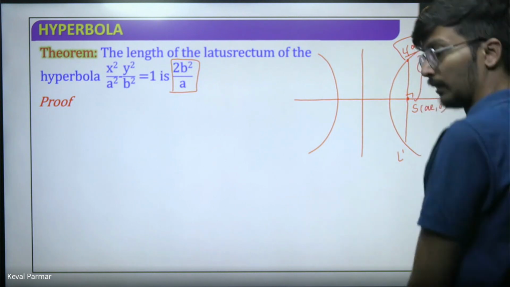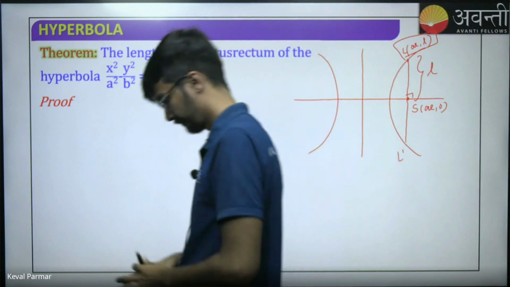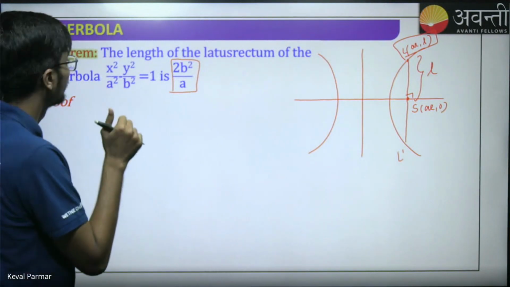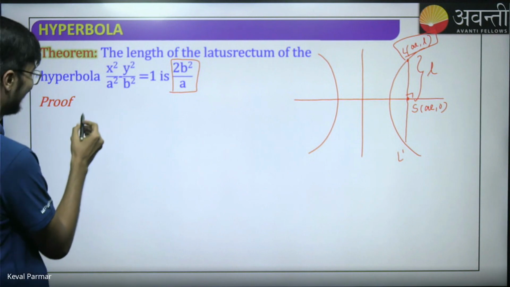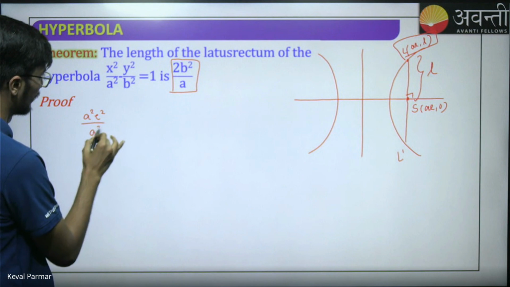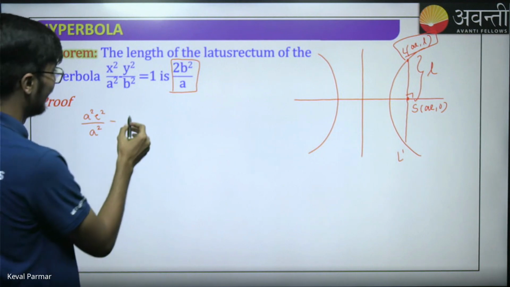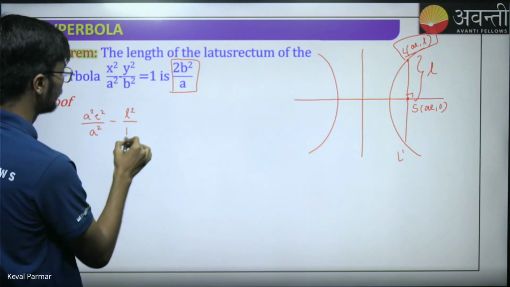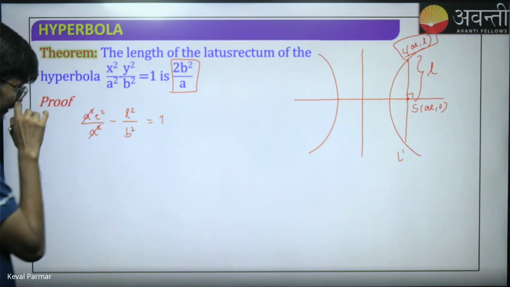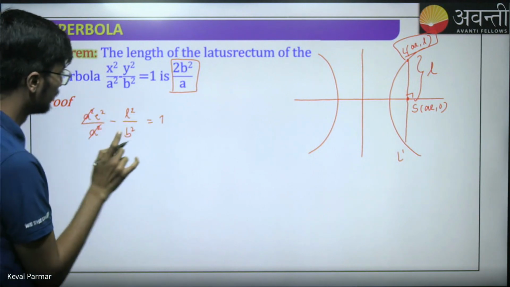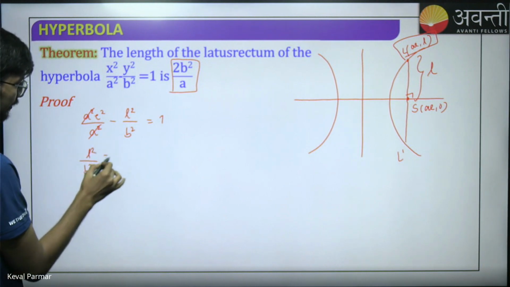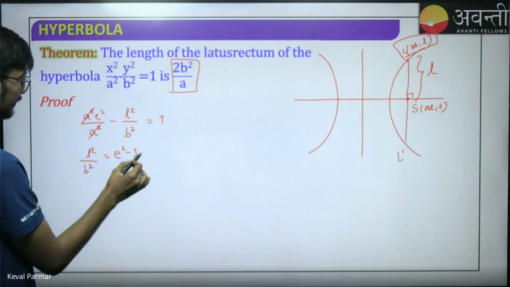Chalo, let's do it. Let's substitute the point. So we'll get a square e square upon a square minus L square upon b square equals to 1. So here a square will get cancelled. Remember, we want the value of L. So I can write L square upon b square is equals to e square minus 1.